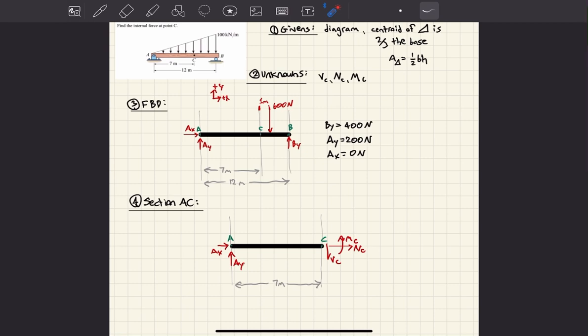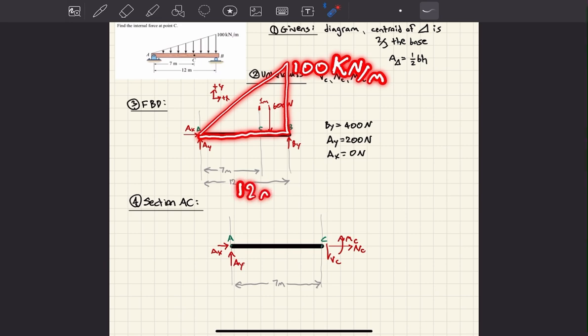So let's actually draw it on here. I think it would be better drawn here. If this entire distributed load, actually let me draw a hollow triangle. If this distributed load is 100 kilonewtons per meter in magnitude, and it is 12 meters long, I want to find a new representation for my distributed load right here.